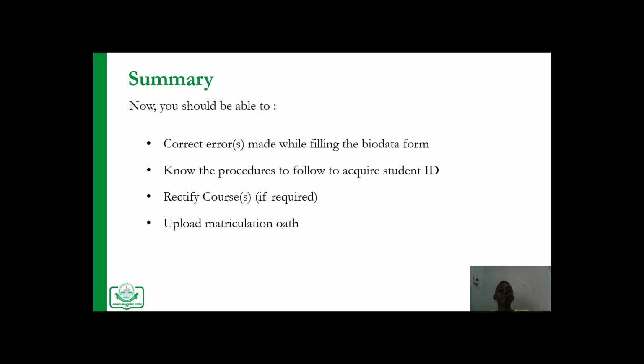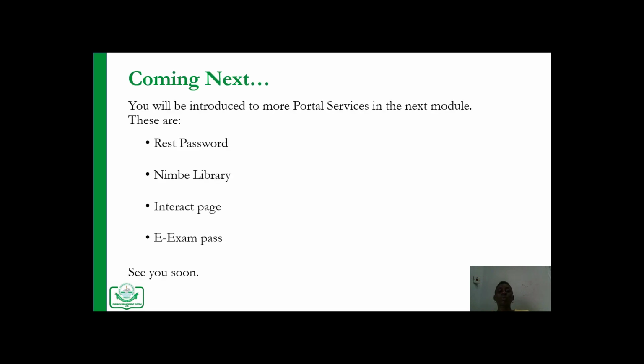This brings us to the end of this module. At the end of this module, you are expected to know how to correct any error on your biodata form or your course form. You should now know the procedure to acquire your student identity card, how to rectify a course, and how to upload your matriculation oath.